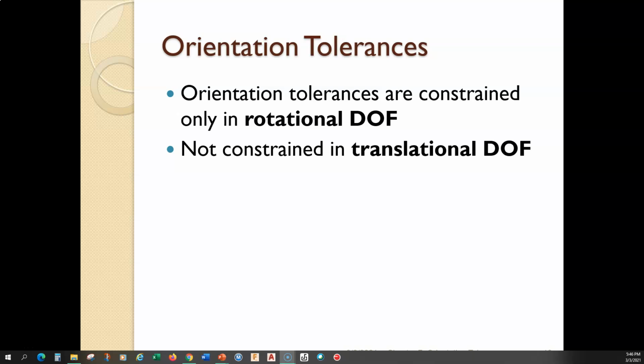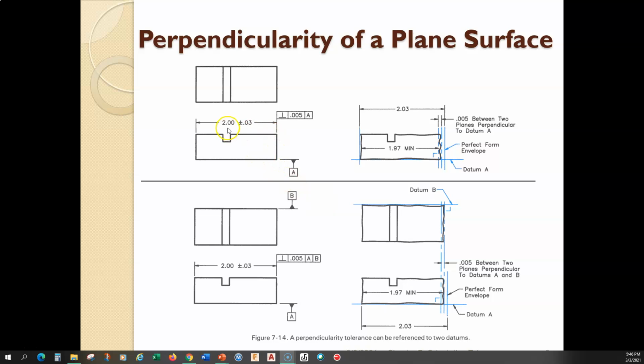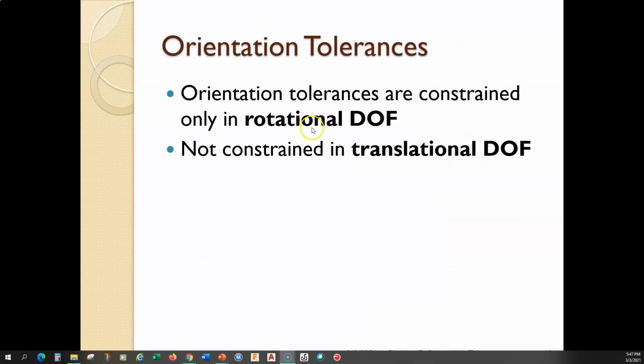Orientation tolerances are constrained only in a rotational degree of freedom, not constrained in a translational degree of freedom. So what that means is, like I just said here, they can move within the size. Translational degree of freedom means they can move within the size tolerance limitation, but they cannot rotate, right? Because orientation tolerances are a rotational tolerance. That is, they constrain against rotation of a surface beyond some measure, beyond an angle or beyond parallelism or beyond perpendicularity.